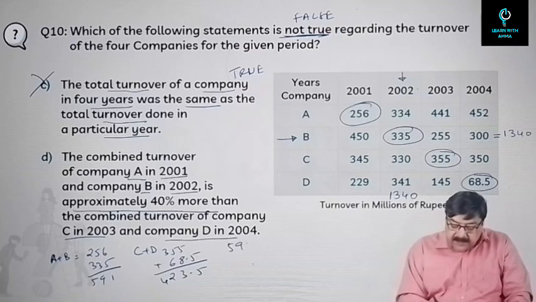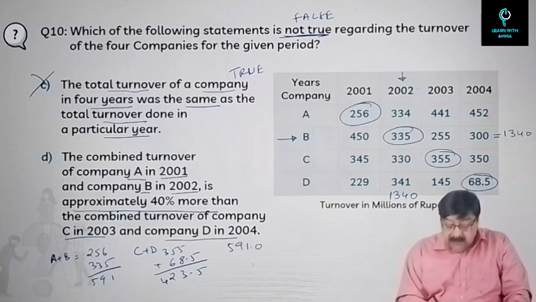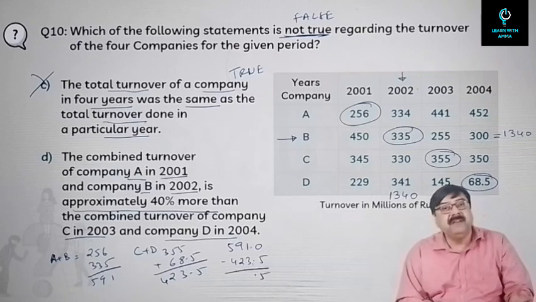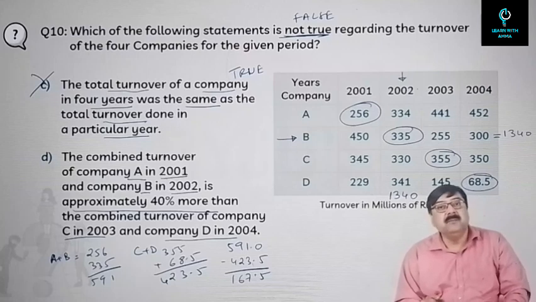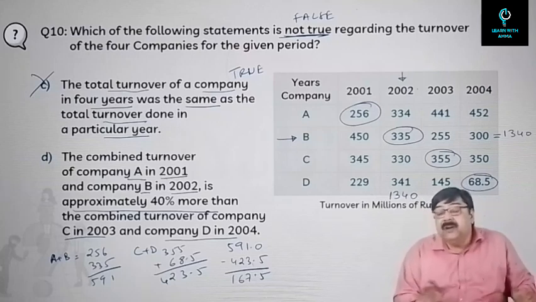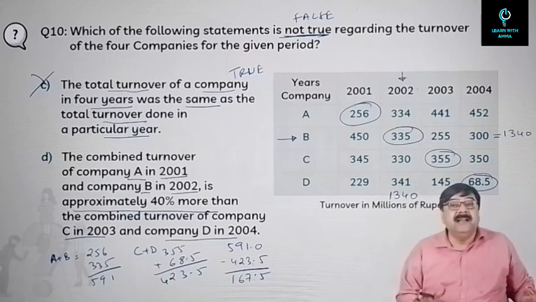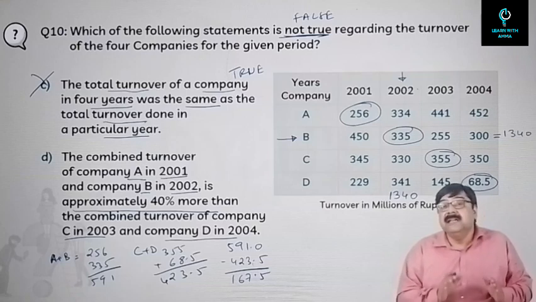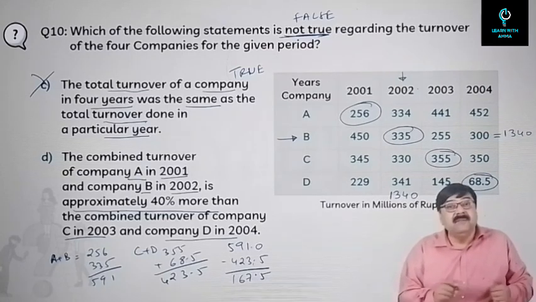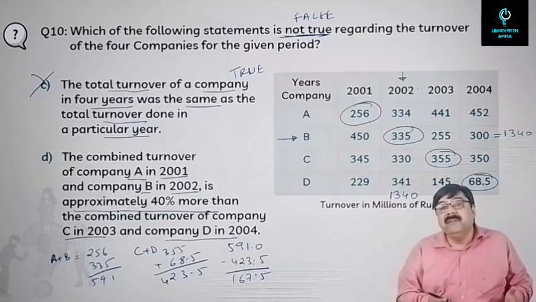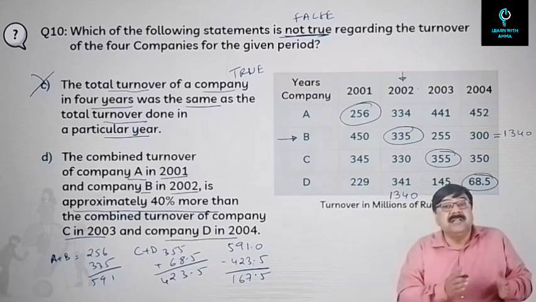Now the difference between the two here is 591.0 minus 423.5. The difference gives you 167.5. Although we need not check choice C and D because we already found out that the statement given in choice B is incorrect. But anyhow, if that statement was given in choice D, then we will anyhow have to verify the statements given in choices A, B and C.